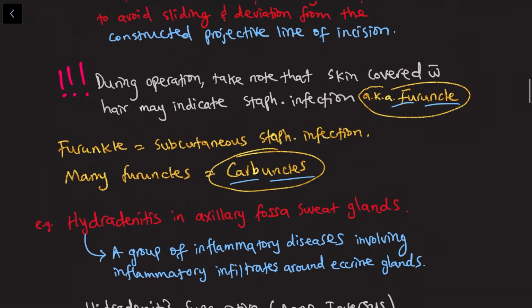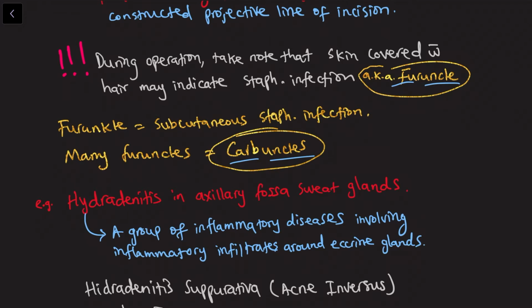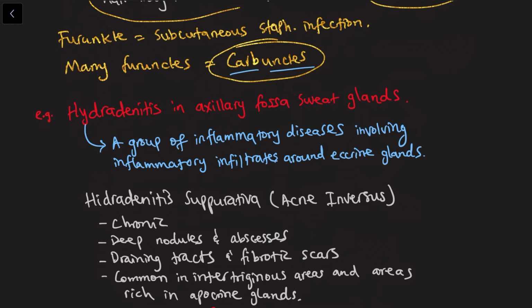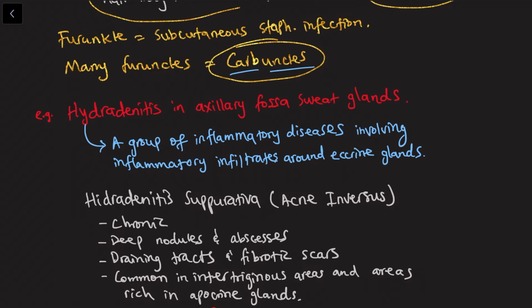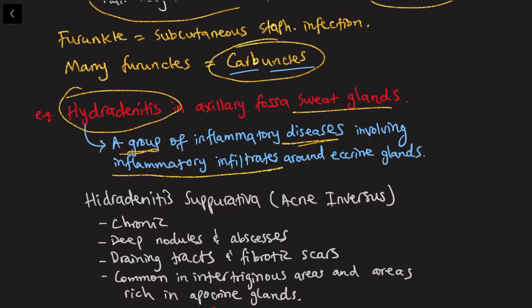All right. And also another thing that we pay attention to with respect to hair that may indicate an infection or an inflammatory process underneath is a condition called hidradenitis, which happens especially in the axillary fossa, and within the axillary fossa, this happens usually in the sweat glands. And so, what is hidradenitis? Hidradenitis is a group of inflammatory diseases. Remember that it's not one disease, it's many types of diseases that involve an inflammatory infiltrate around the sweat glands, also known as eccrine glands, right?